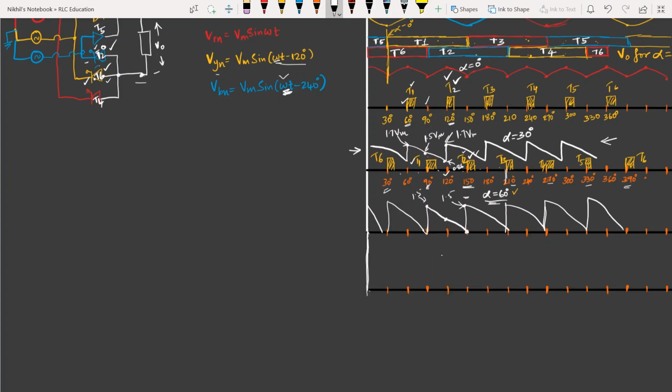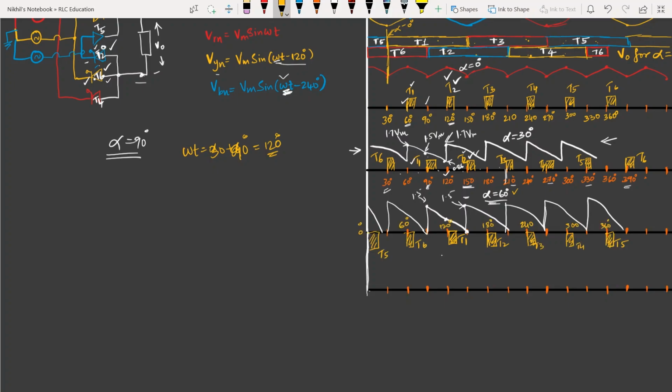Now if alpha is equal to 90 degrees, where will be the triggering pulses? The triggering pulses will shift again by a further 30 degrees. So for T1, the firing angle will be given at omega t equal to 30 plus alpha. Alpha is how much? 90 degrees. So 30 plus 90 is 120 degrees. So from 120 degrees onwards, the firing pulse will start for T1. So this is where T1 will get its triggering pulse. And again 60 degrees later, T2 is triggered. At which angle? At 180 degrees. This is 180 degrees. This is 120 degrees.